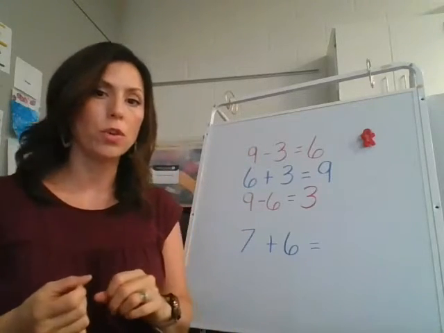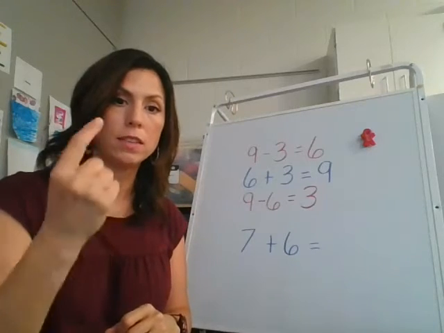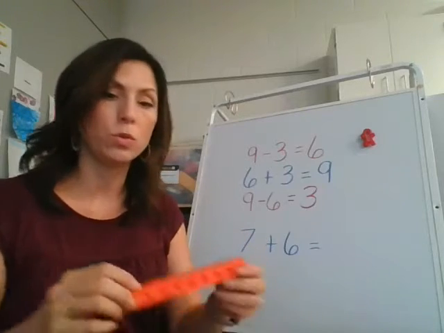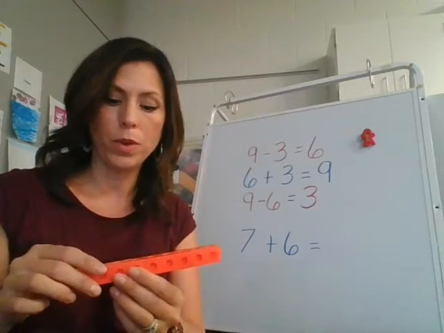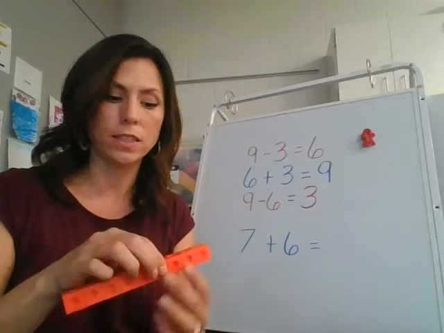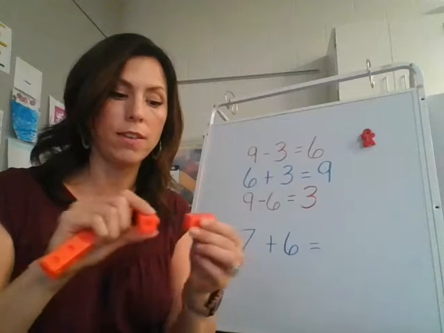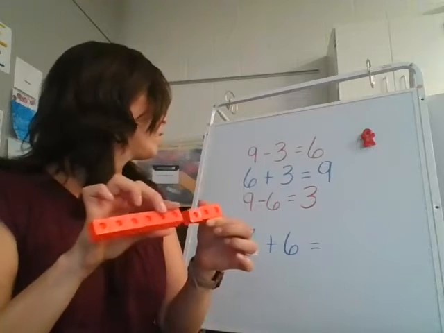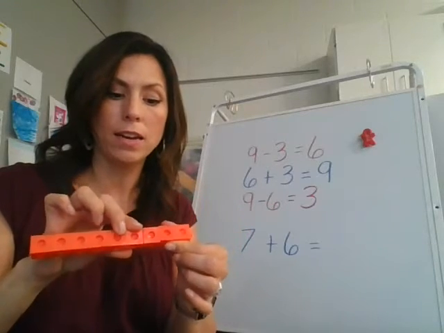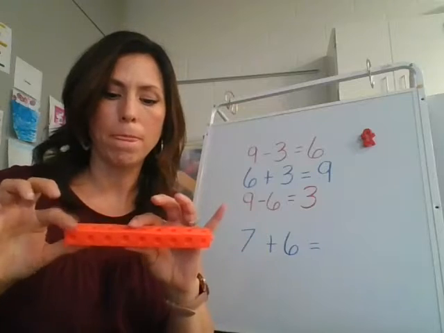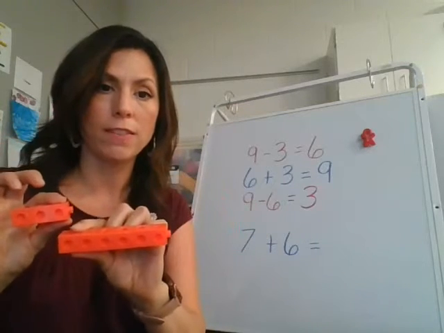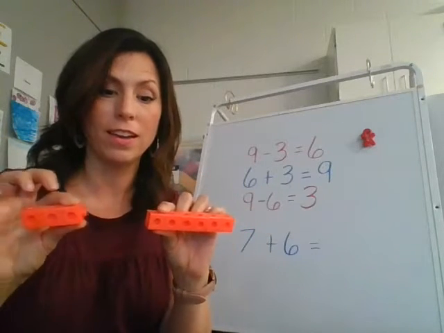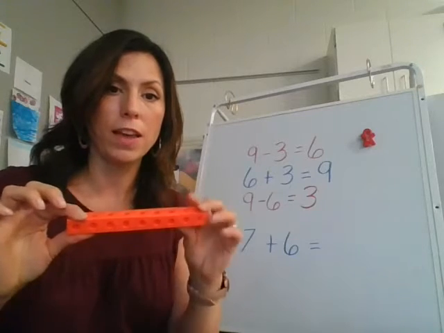Now I wanted to just show you how we did it. We went 6, 7, 8, 9 to get there when we added them. We could use linking cubes. We could say 1, 2, 3, 4, 5, 6, and then we can add 7, 8, 9. So there we have 6 plus 3 equals 9. And if you had those same 9 and you took 3 off, you would still have 6. Or if you took 6 off, you would have 3.